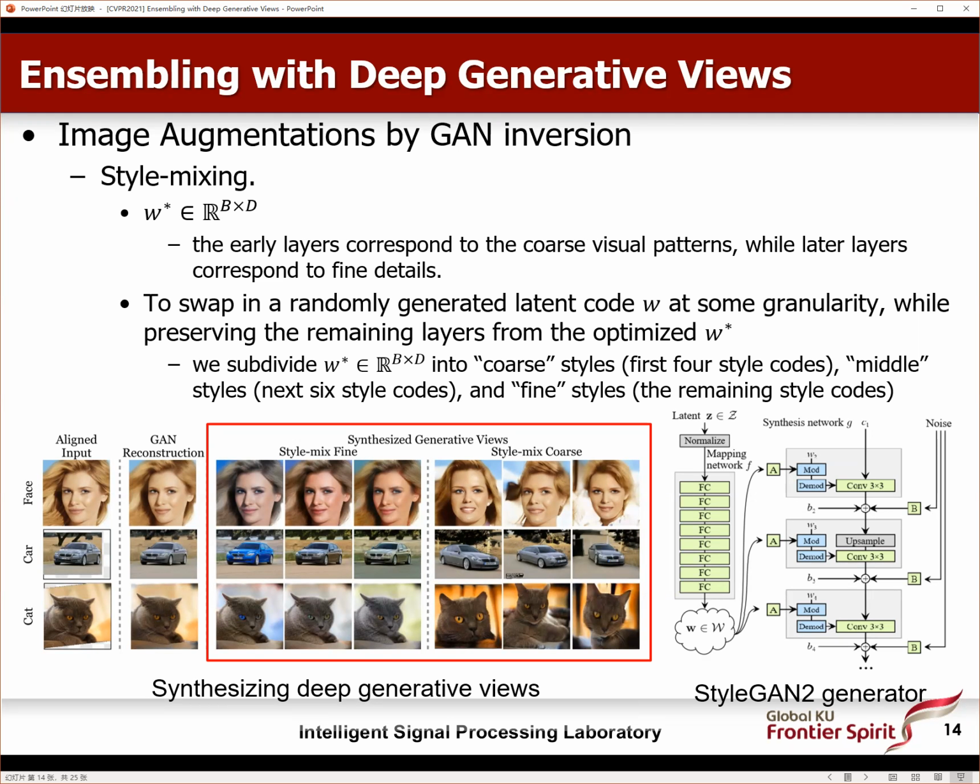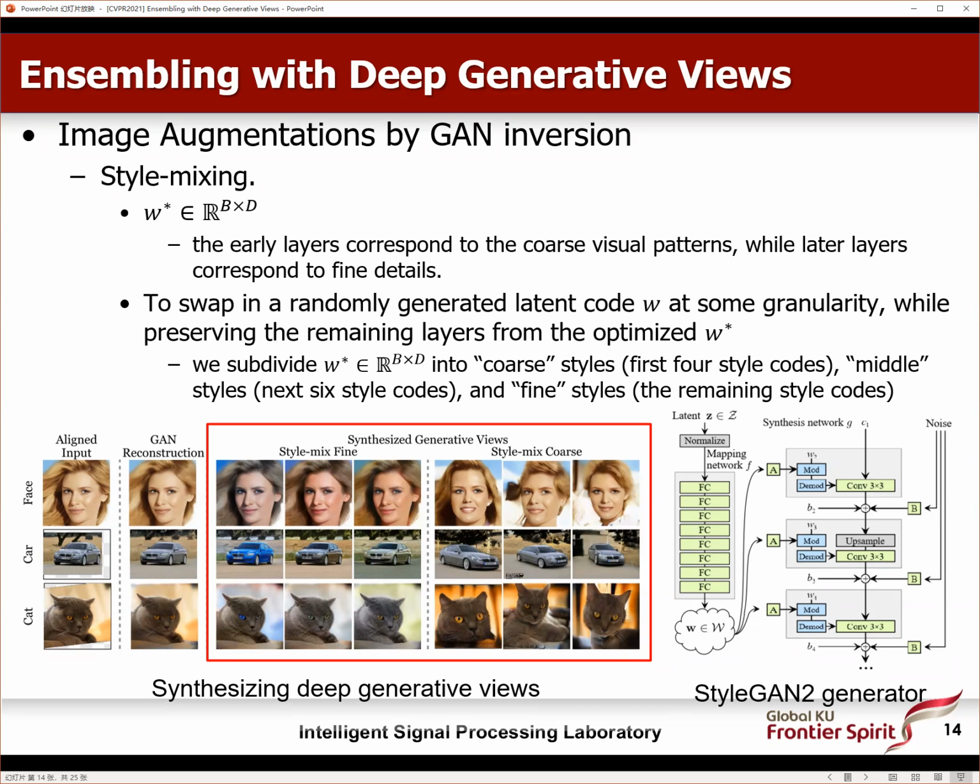I'm kind of lost here because you have W star, basically a matrix here, right? Yes. And early layers are for coarse patterns and later layers are for fine details. How can you be sure?